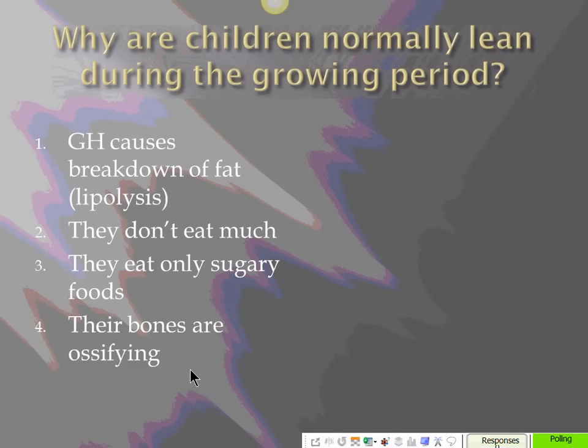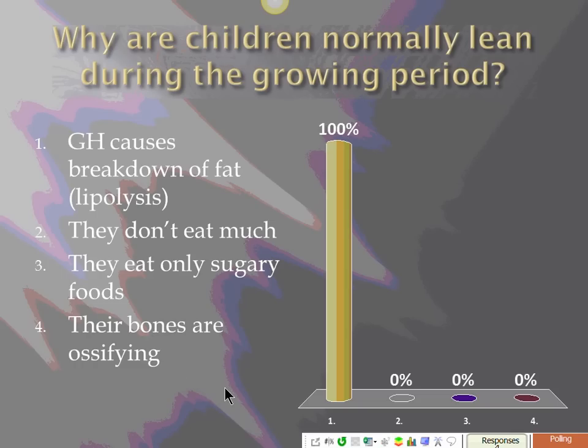So here, why are children normally lean? Let's look at these questions. Lean during the growing period. Yes, very good. Breakdown of fat.